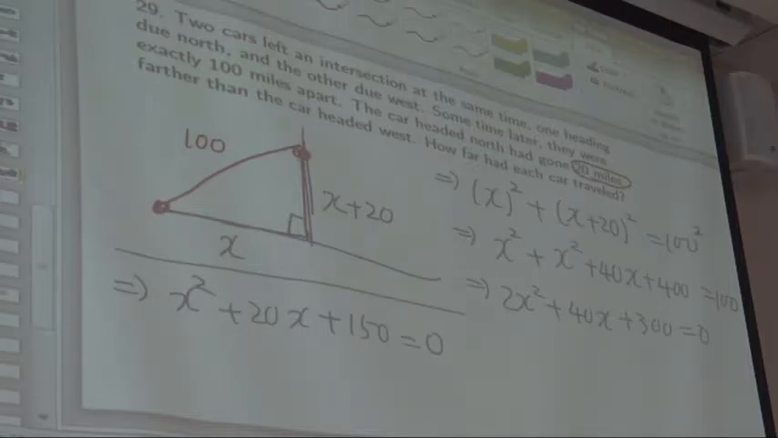So this is 100 squared, isn't it? Oh yes, because that's the Pythagorean theorem. So that is 400 minus 10,000.